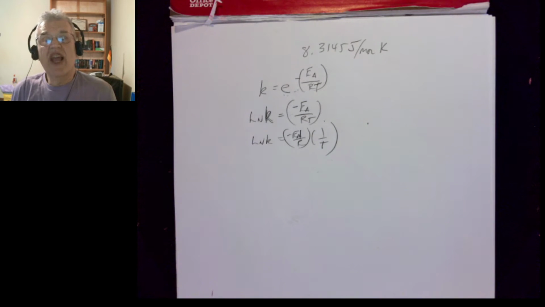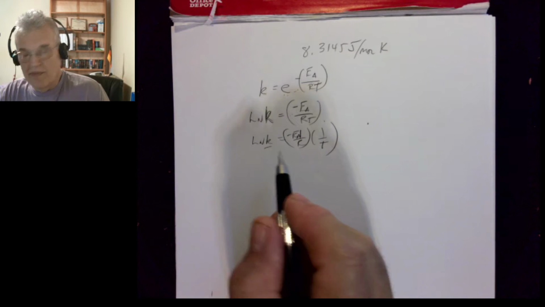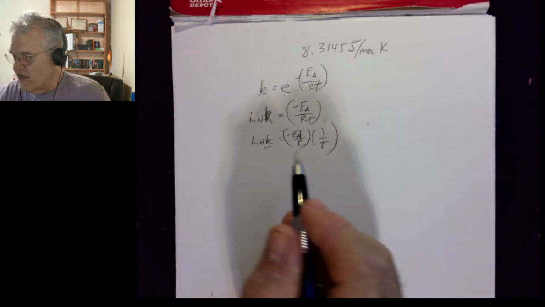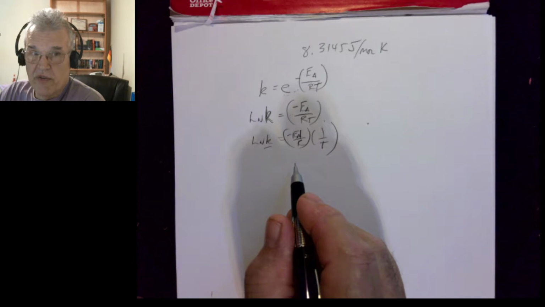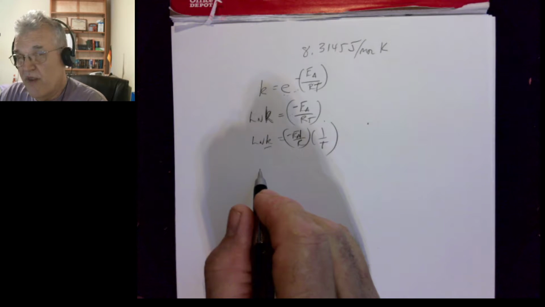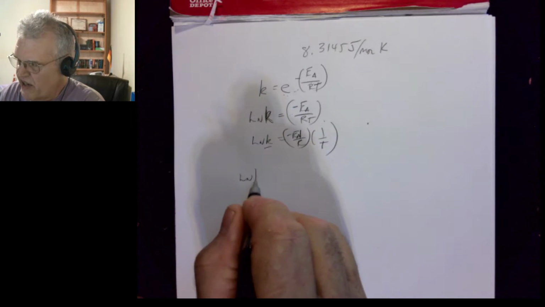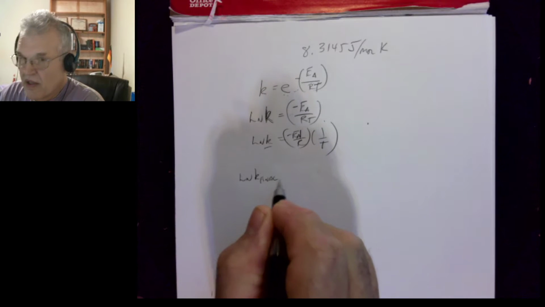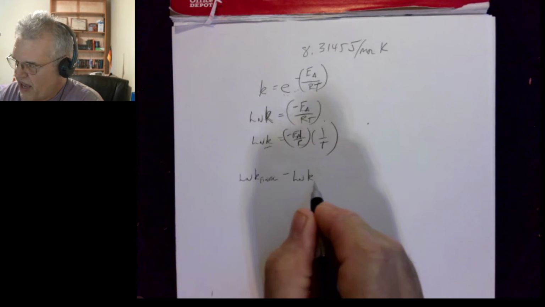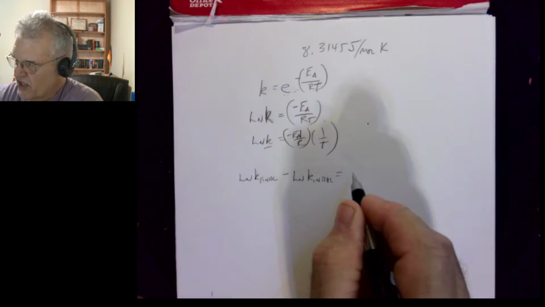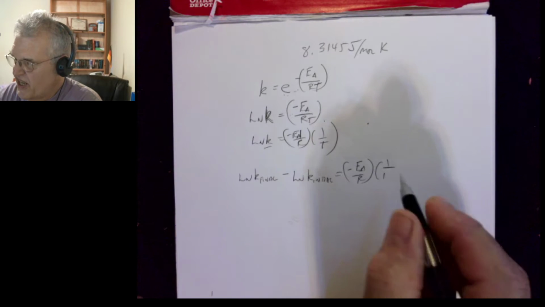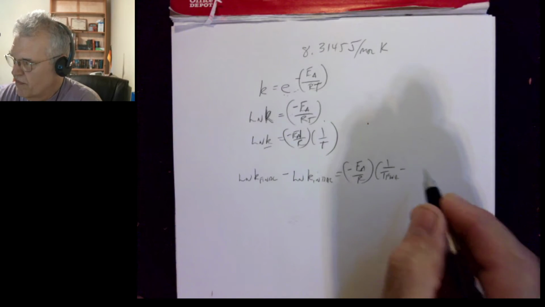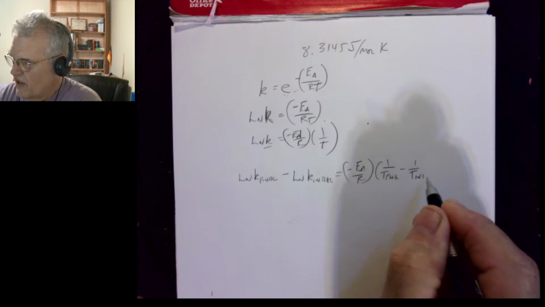Now we want to find out the change in activation energy based on our k's. So what we do is we run the reaction at two different temperatures. Then we're going to take final minus initial. So that's ln of k final minus ln of k initial, and that's going to be equal to negative Ea over R times 1 over T final minus 1 over T initial.